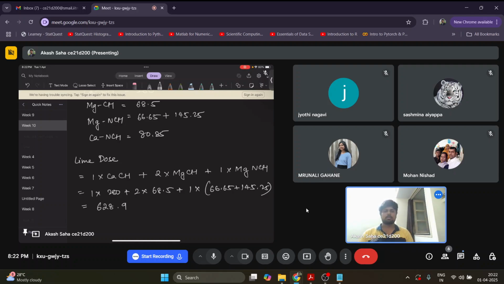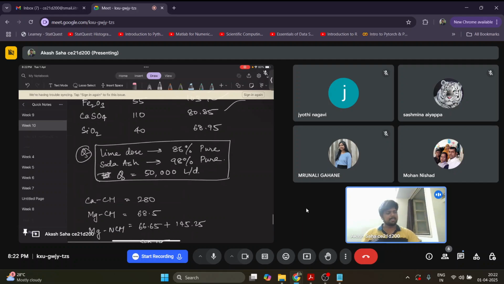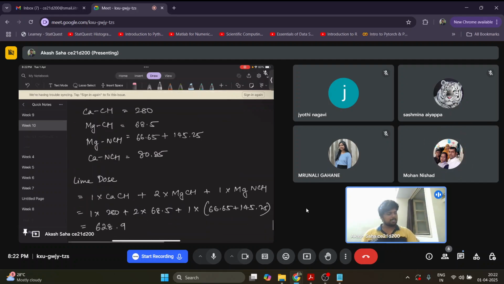Can you tell me what will be the unit of this? 628.9 what? Sir, I think grams per mole. How? See, we calculated everything in terms of milligram per liter as CaCO3, right? And then we are just simply adding them with the moles. So the unit will be milligram per liter as CaCO3, the same unit we found.